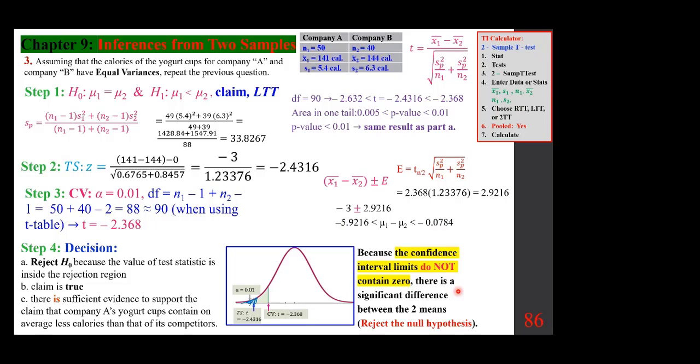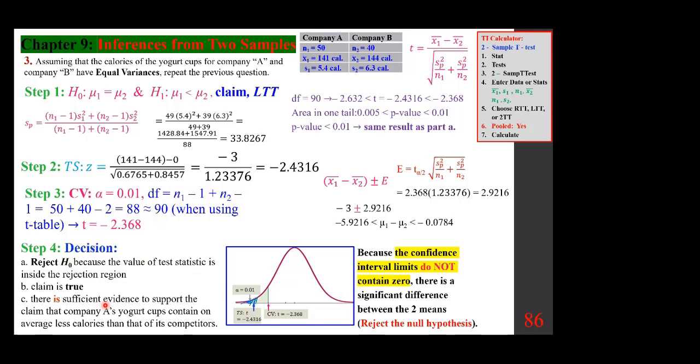So a quick recap. We write step 1. Step 2, we have to calculate the test statistic using this complicated formula. Critical value alpha is 0.01. Degrees of freedom, they add up. 50 minus 1 plus 40 minus 1, it's 88. Table doesn't have it. 90 is the closest one, and it does a good job, by the way. So t becomes negative 2.368. Comparison of the two numbers, the traditional method from the graph says reject H0. Rejecting H0, claim becomes true.